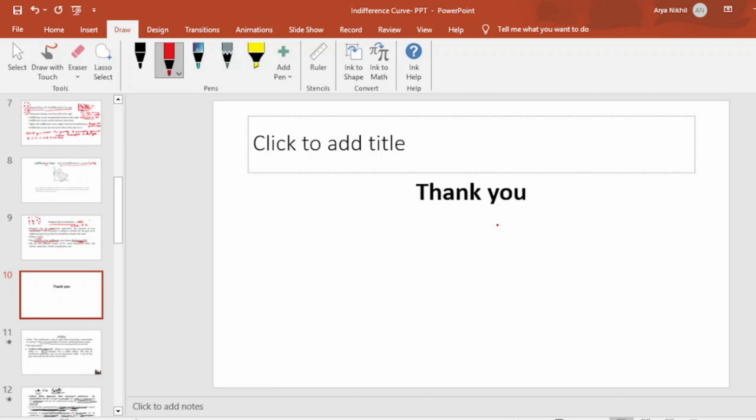Now we are winding up our class. Tomorrow or next class we are going to discuss consumer equilibrium, budget line, revealed preference theory, etc.